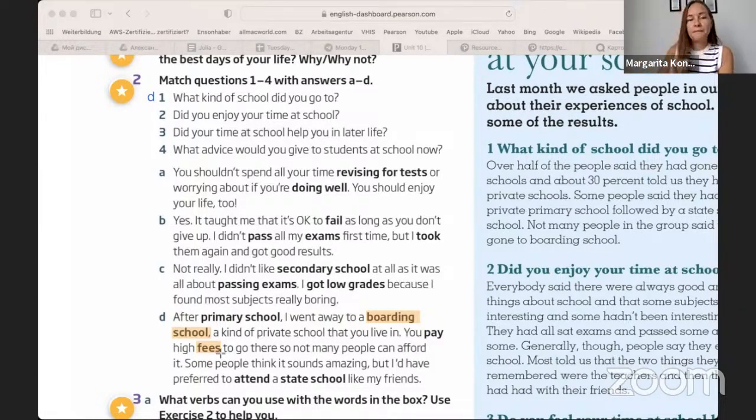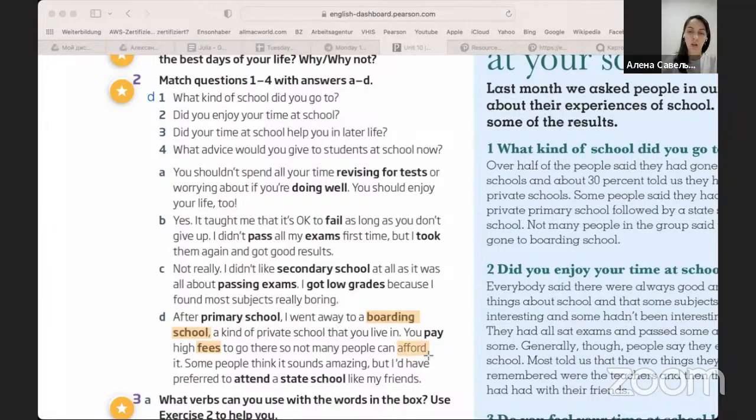You pay high fees. For example, to go to university, you have to pay high fees, right? So it's usually very often about education, the fees. When something is not for free, then you have to pay fees. So you have to pay high fees to go there. So not many people can afford it.